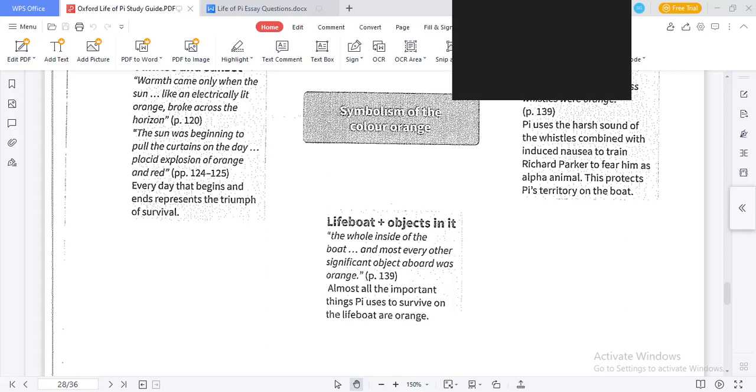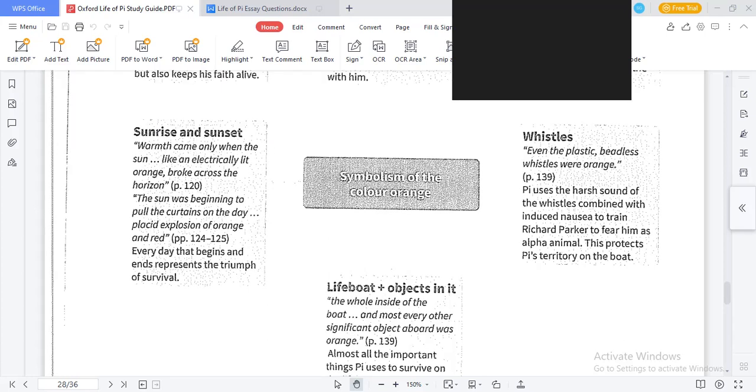The lifeboat and objects in it, the lifeboat itself, the whole inside of the boat, and most every other significant object aboard was orange. Almost all the important things Pi uses to survive on the lifeboat are orange. So the inside of the boat is orange. Then there's the sunrise and the sunset.